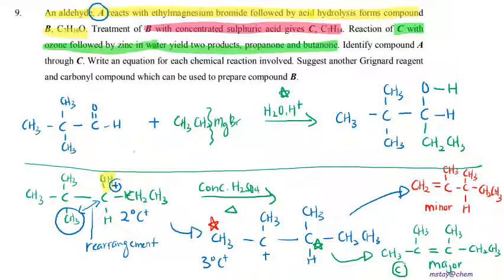So what is the rule that we follow? We are following the Saytzeff rule, which tells us that the major product is the most stable and always has more alkyl groups. Okay, so the structure with the green color here consists of 1, 2, 3, and 4 alkyl groups, while the red color one only consists of 2 alkyl groups.